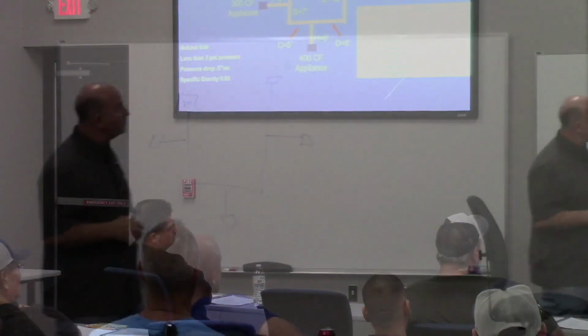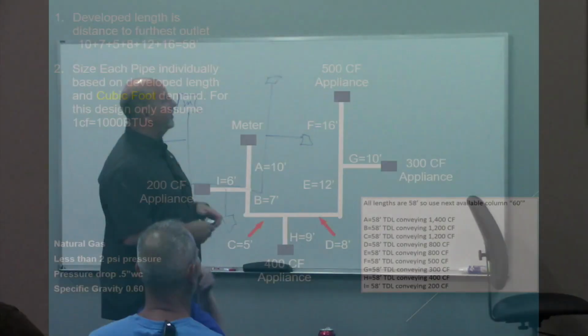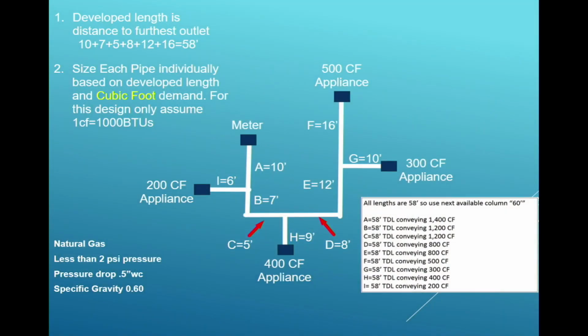On the test, they tell you that 1 cubic foot of gas equals 1,000 BTUs. Now, in the 2015 code, the last adopted code, the code changed the way they size gas pipes. Some of you guys have been in my class before. I taught you how to size gas pipe. The code's actually changed since the last time you were here, some of you.